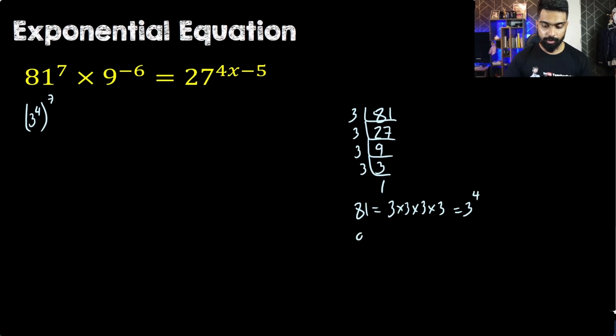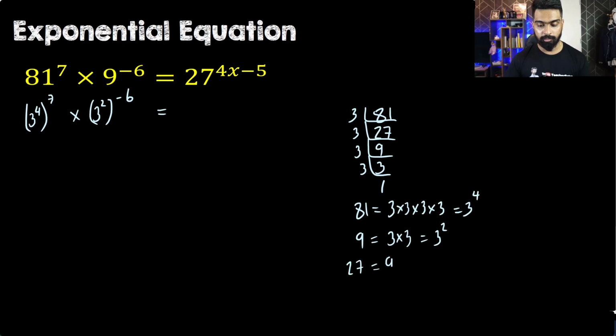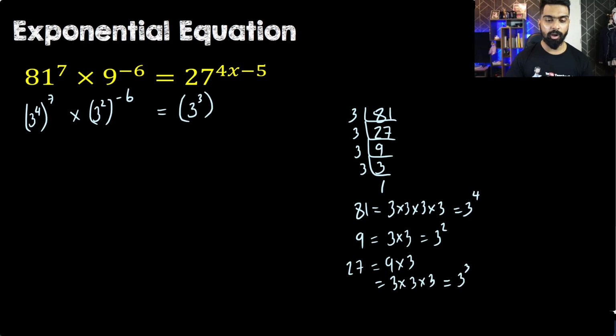Now let's do the same for 9. 9 is pretty easy because we know 9 is 3 times 3, and 3 times 3 is 3 to the power of 2. So I'm going to write 9 as 3 to the power of 2, all to the power of negative 6. Now let's do the same for 27. We see that 27 is 9 times 3, and we know that 9 is 3 times 3, multiplied with one more 3, which is equal to 3 raised to the power of 3. So 27, I'm going to write as 3 raised to the power of 3, and all of this to the power of 4x minus 5.